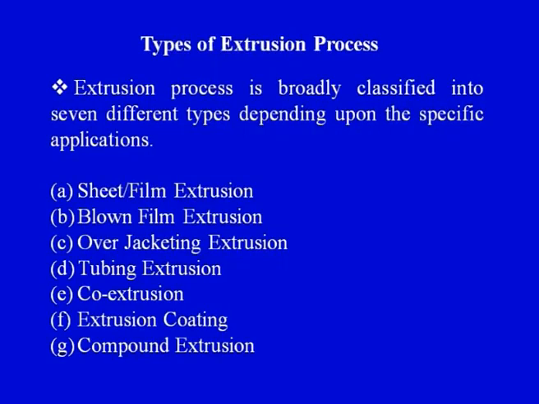Now we come on to the types of extrusion process. So there are different types of extrusion process. One by one we will try to understand at least one or two of these processes. The different types of extrusion process can be broadly classified into the following types: sheet film extrusion, blown film extrusion, over jacketing extrusion, tubing extrusion, co-extrusion, extrusion coating, and compound extrusion.